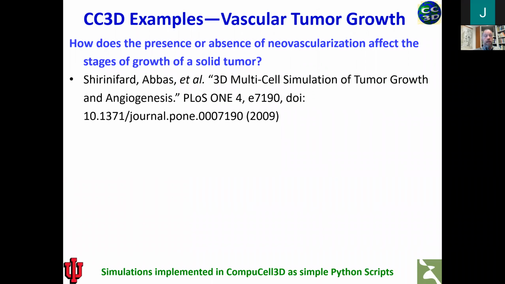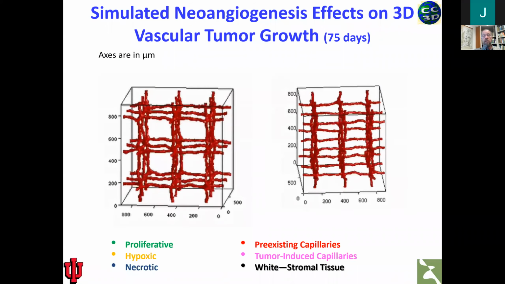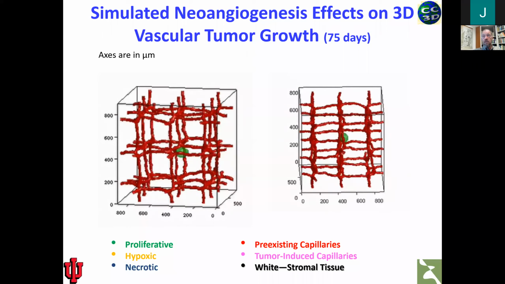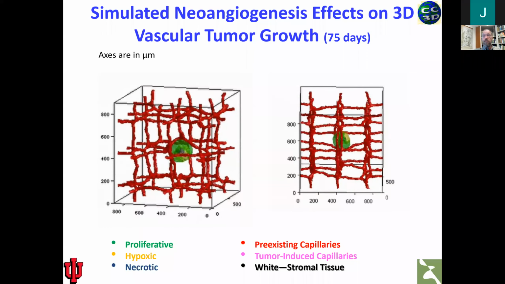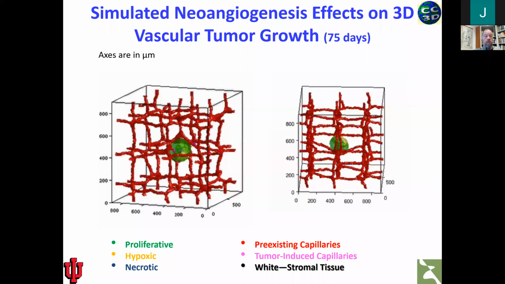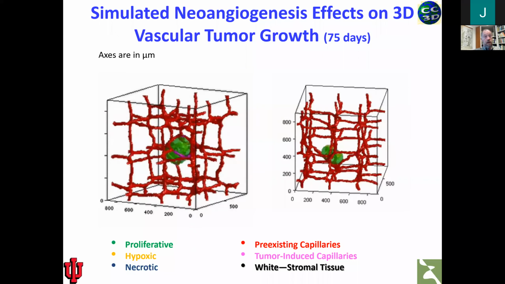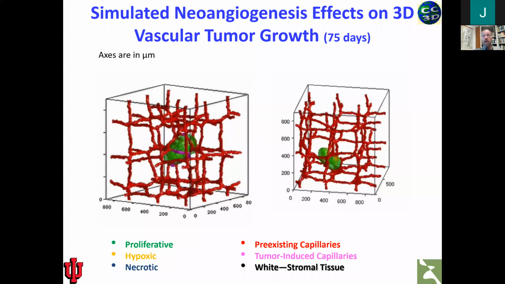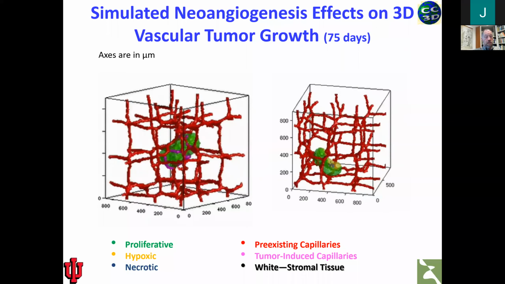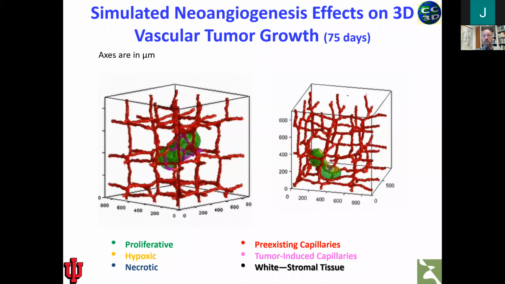We can now combine those two kinds of simulations of vasculature and cancer cells and ask the question, which you've seen before in the simulation, how does the presence or absence of neovascularization affect tumor growth? This again is a fairly old simulation, but here we have a growing tumor. That tumor will generate what's called a necrotic core, where the cells in the middle of the tumor don't have enough oxygen and glucose to survive. The vasculature is providing a source of oxygen and glucose.